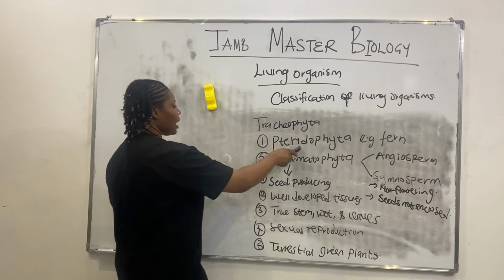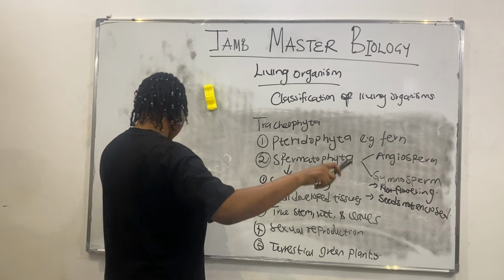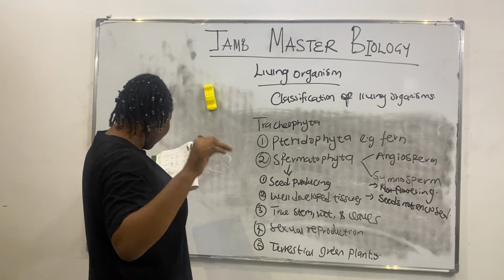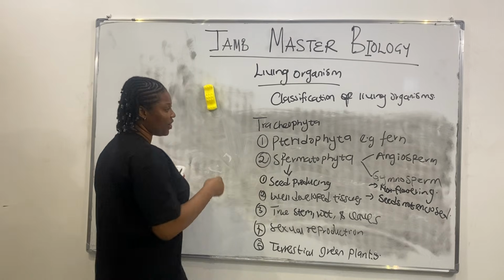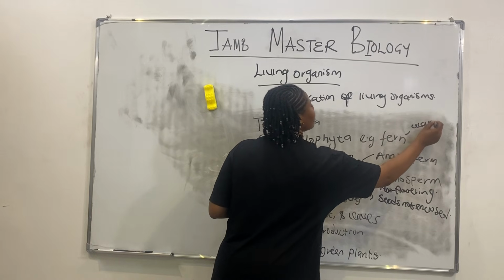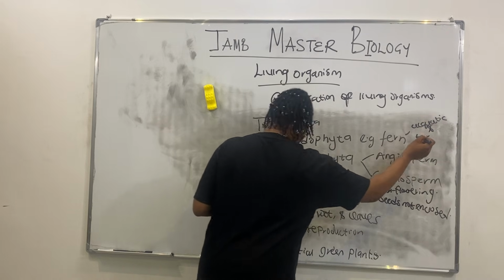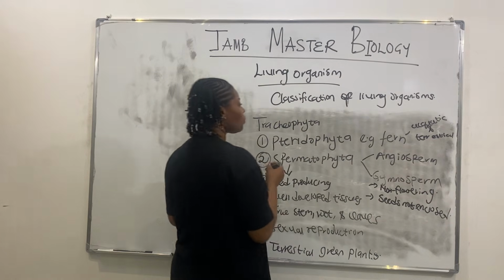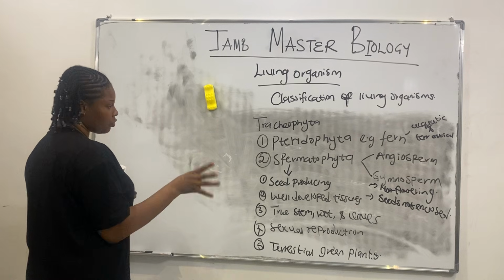So I say that in Pteridophyta, for example, we have fern, right? And I said that fern is a vascular green plant and does not produce flower, does not produce seed, and then they are found on land and also in water. Fern is found in land and water, aquatic and terrestrial. So fern is found both in water and on land. So this is it for the plants.